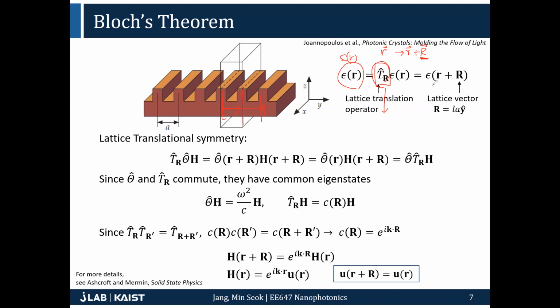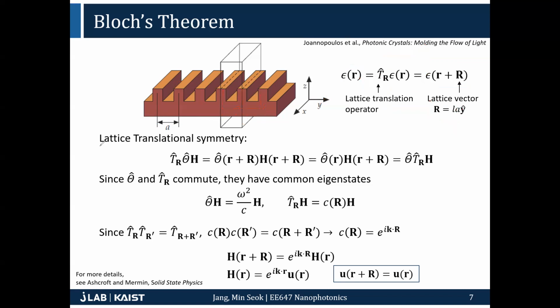So this is basically the definition. If you apply the lattice translation vector T_R to epsilon(r), this becomes epsilon(r + R). And in this example, of course, this lattice vector is a linear integer multiple of a, where a is the spacing between two peaks here in the y direction. So this is basically the lattice vector, what defines the lattice.